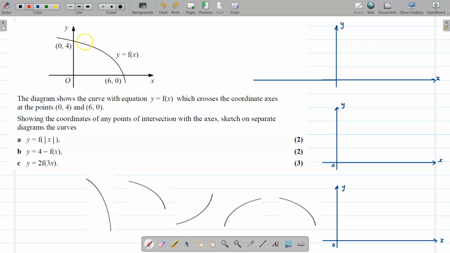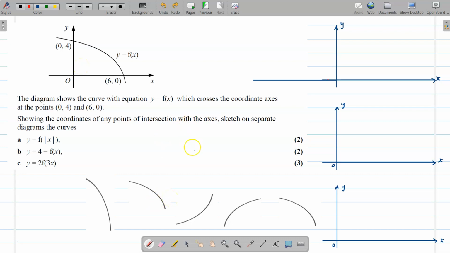So for example, when x is say 2, about here, that would give us the same result when x was minus 2, so it would be about here. Okay, when x is 6, you can see the graph is crossing at 0. When x is minus 6, the graph would cross at 0. So essentially it's a reflection in the y-axis.